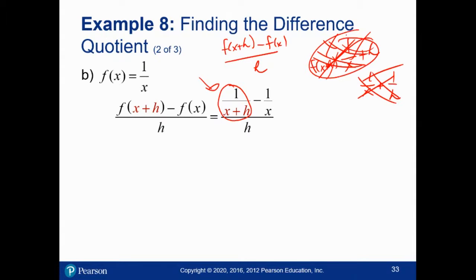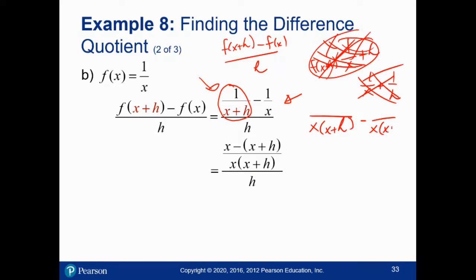Then I subtract f of x, which is 1 over x, and I divide the whole thing by h. Now, how do I take the difference of two fractions? I need to find a common denominator. So the common denominator of these two fractions is just x times x plus h.